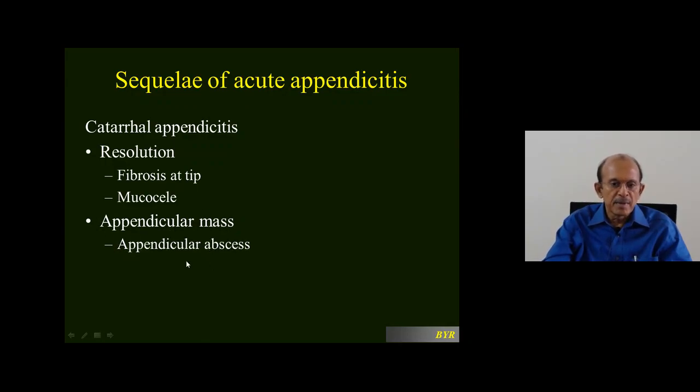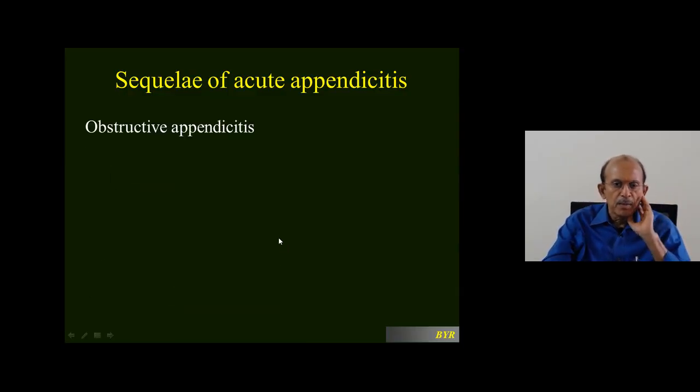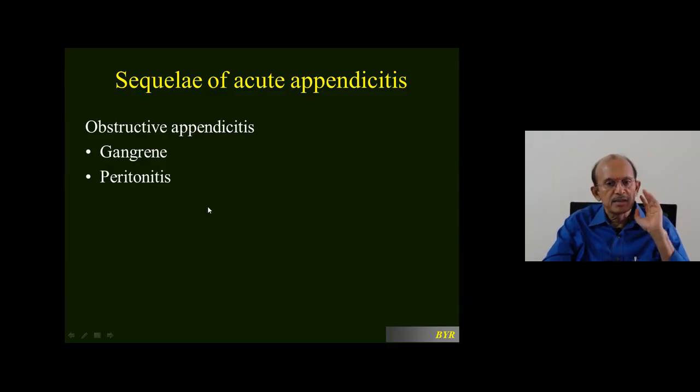It can lead to an appendicular abscess. It can have gangrene and perforation, of course, after 48 to 72 hours, and that may lead to generalized peritonitis. Obstructive appendicitis can cause gangrene early, peritonitis, rarely resolution, and rarely mass formation.